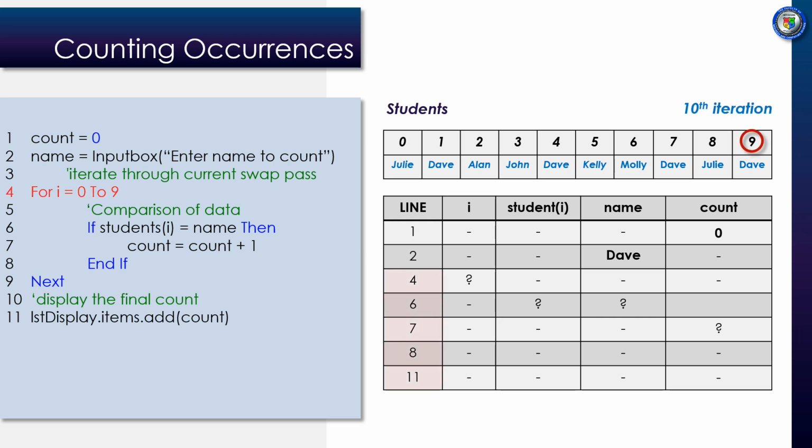And finally, we move round the loop to our last iteration. I is incremented to 9. Student I, in this case, will be Dave. Our search value is Dave, and therefore at line 7 we will increment our count by 1 to 4. At line 11, we will then display our finalised count, which is 4.